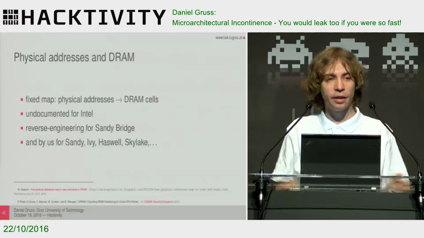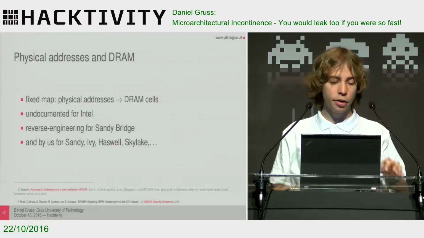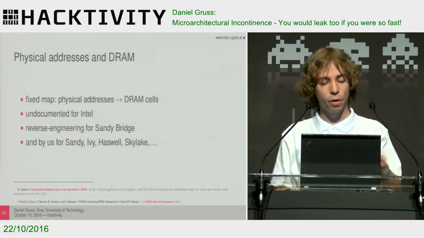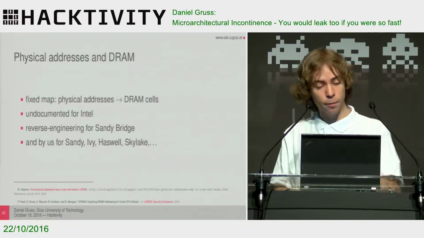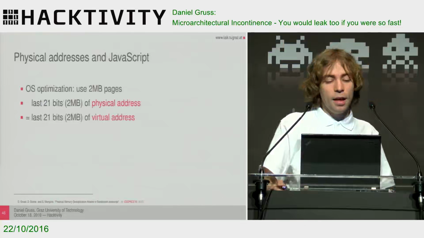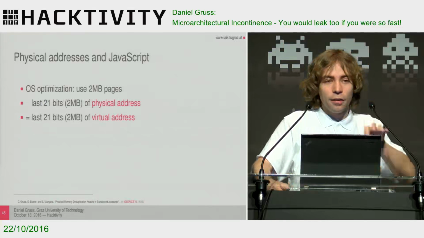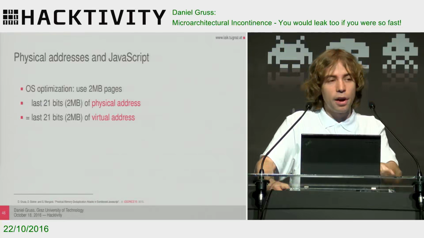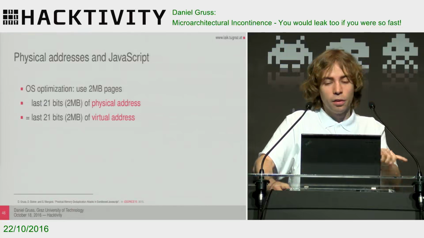for basically all architectures. Our reverse engineering approach runs in software, and it also works on mobile phones, for instance. How do we now get physical addresses in JavaScript? The nice part is we don't need the full physical address. We only need the part that maps to the row.